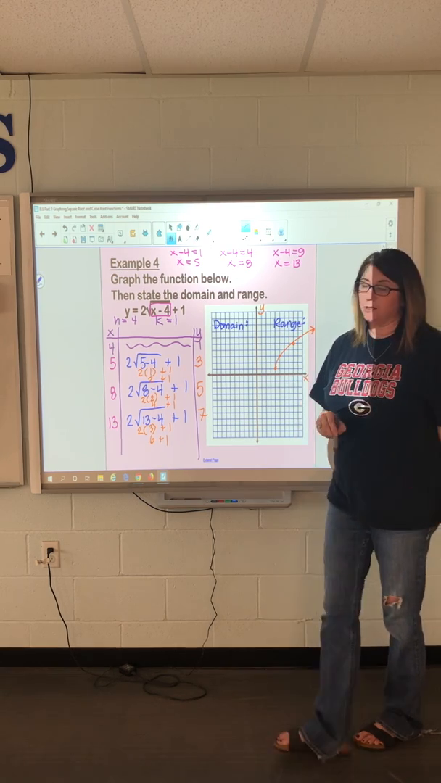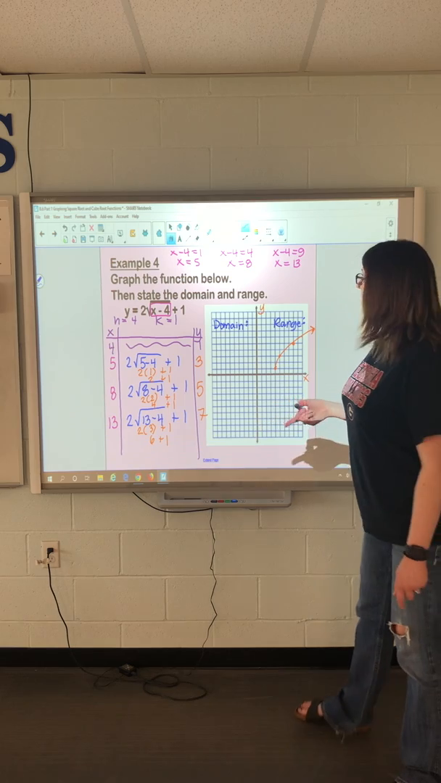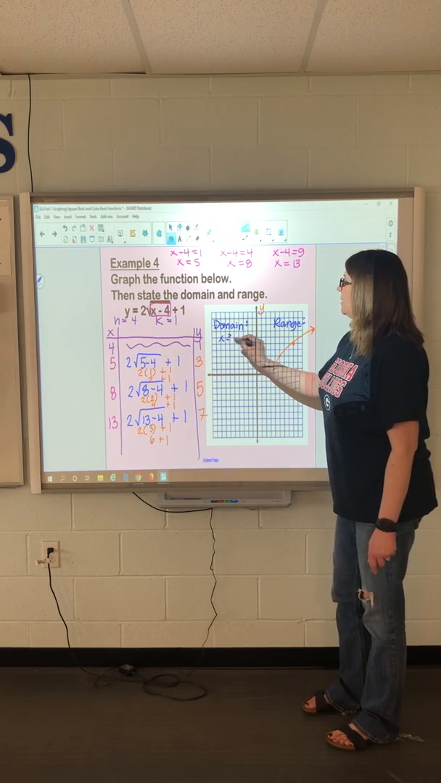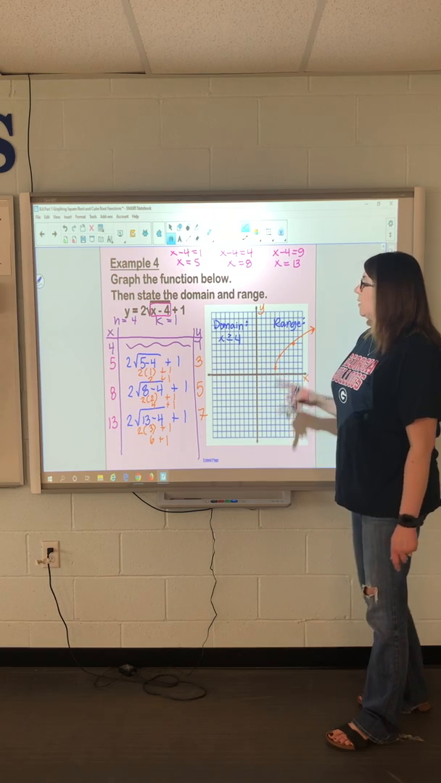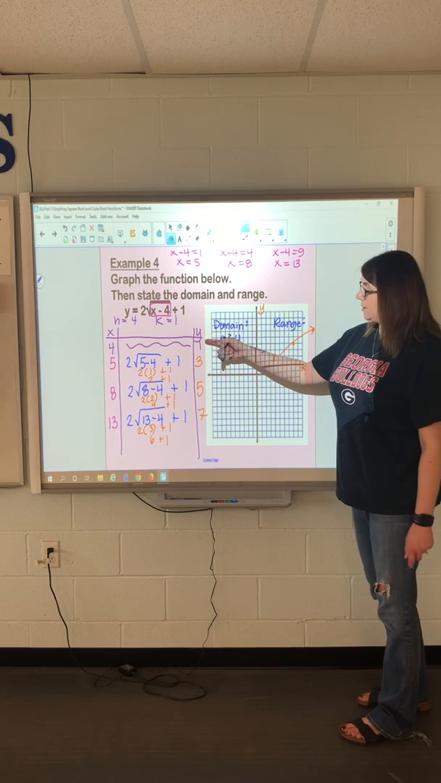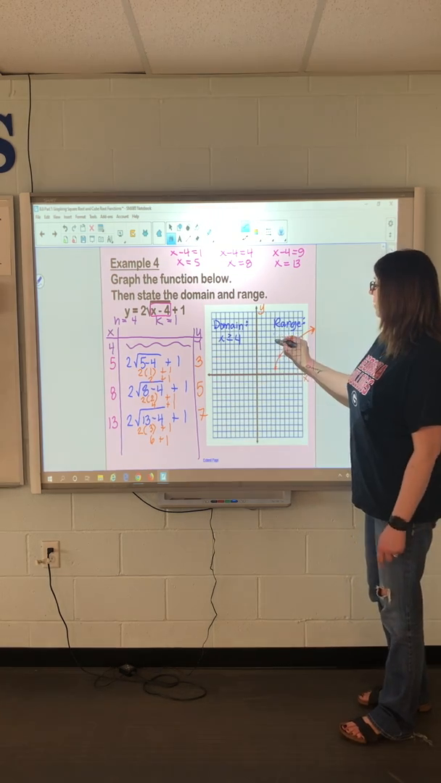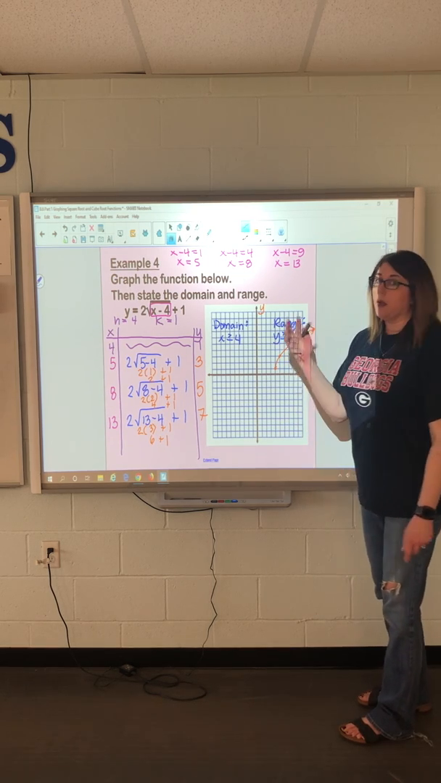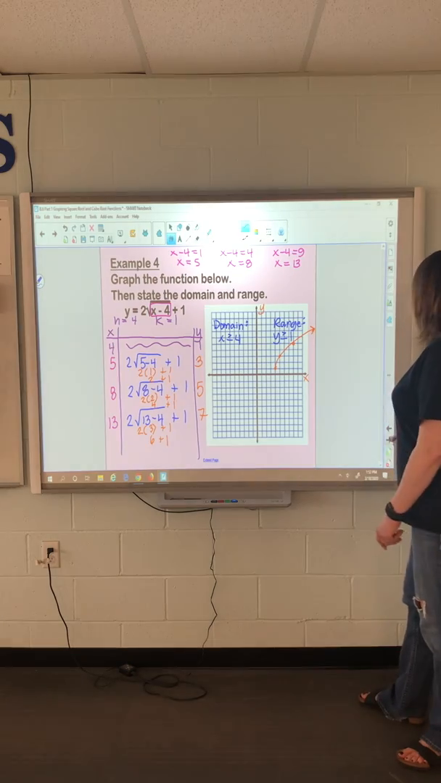Let's talk domain and range. So if we look at our table of values, we're starting at 4, x's are getting bigger. So x is greater than or equal to 4. With our range, our smallest y value is 1 and the others get bigger, so y is greater than or equal to 1.